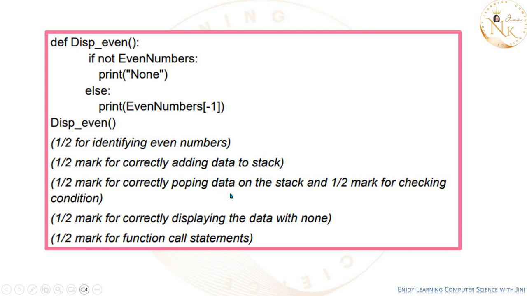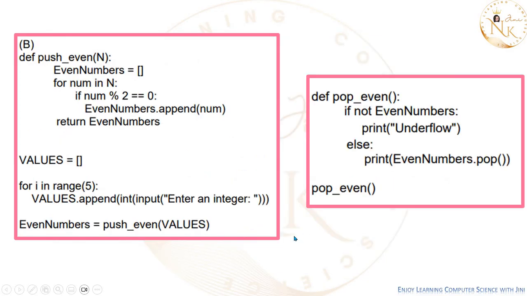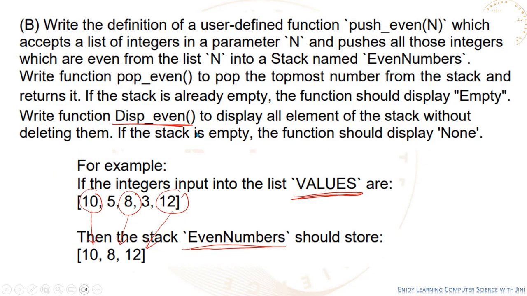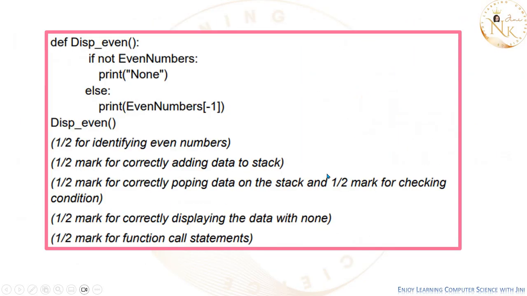Half mark for removing the last element of the stack correctly. Half mark for checking the condition whether it is empty or not. Half mark for correctly displaying the data with None. Half mark for the function call statements. So please make sure you are writing all the things which are asked in the question. Write the proper answer for all the parts which are asked in your questions.